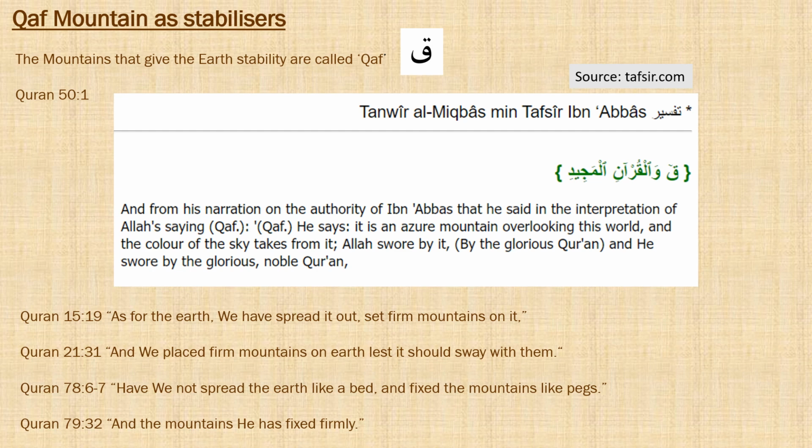For example, for Quran 50 verse 1, in Tafsir Ibn Abbas it says, and from his narration on the authority of Ibn Abbas, he said in the interpretation of Allah saying Qaf, it is an azure mountain overlooking this world, and the colour of the sky takes from it. Allah swore by it, and he swore by the glorious noble Quran.